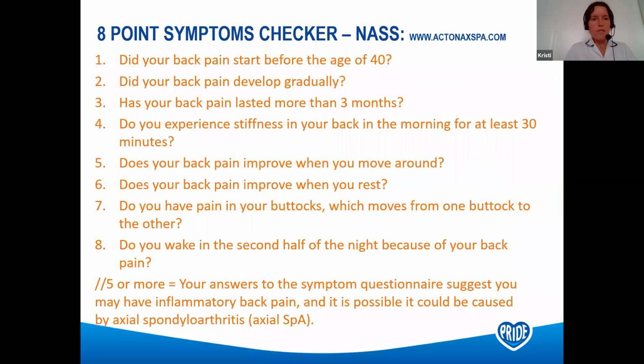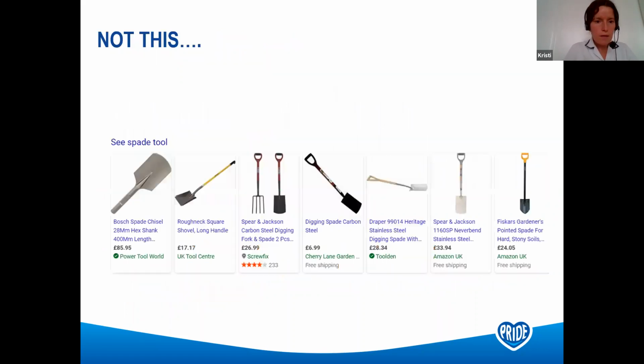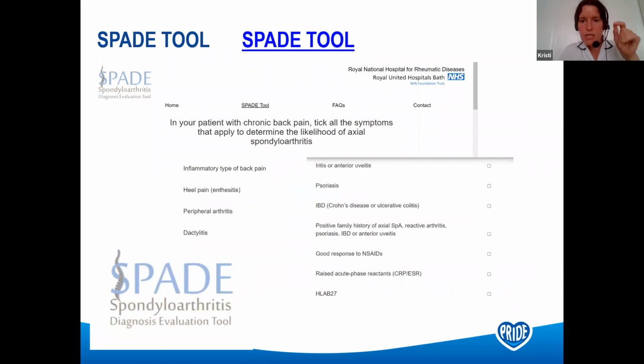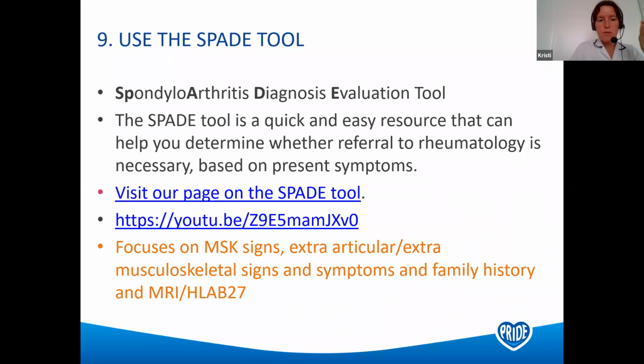There's a really lovely tool that was devised by the Royal National Orthopaedic Hospital, the National Rheumatic Diseases and Bath, the Royal Bath Hospital. It's called the SPADE tool, a spondyloarthritis diagnostic evaluation tool.